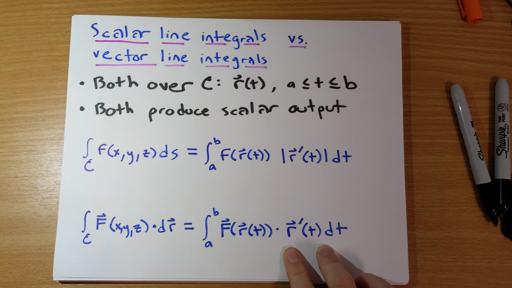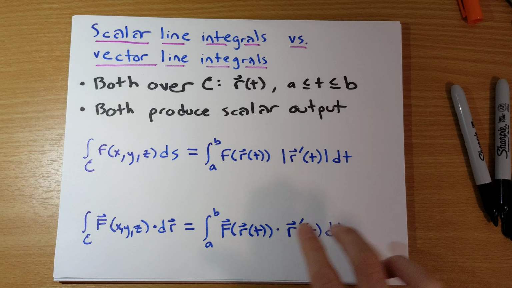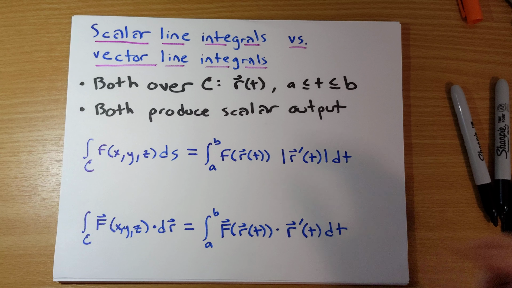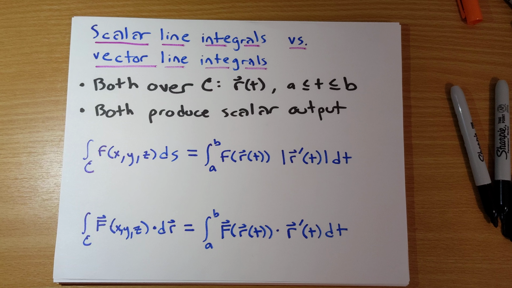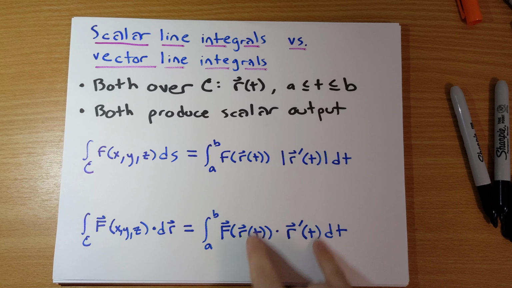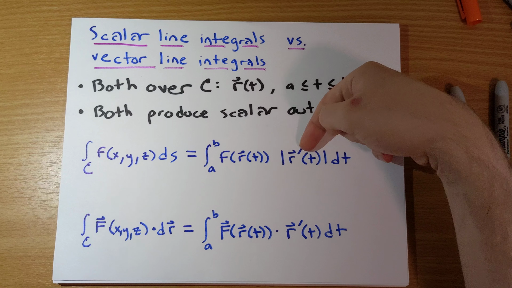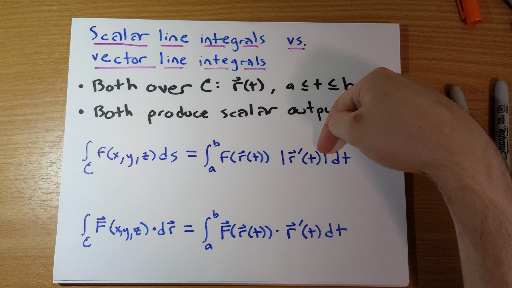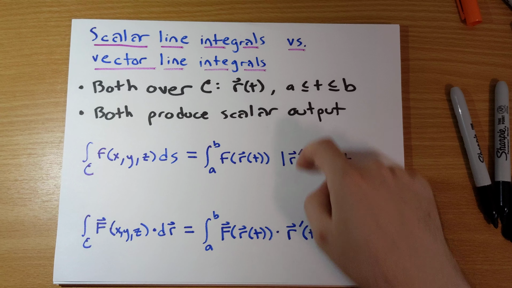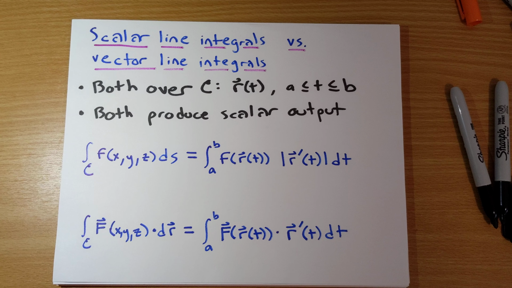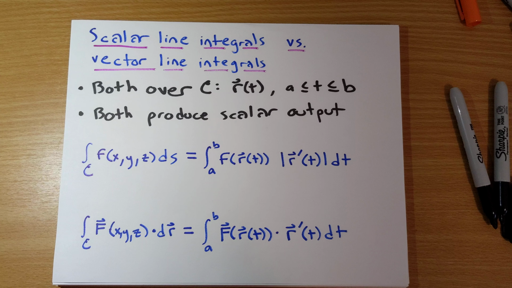And then down here, we need to multiply F of r of t by r prime of t, but those are both vector objects. So when we talk about multiplication, we need to be specific. What do we mean by multiply? We mean the dot product. These look similar, but in scalar ones we multiply by the magnitude of r prime of t, and down here we do a dot product with r prime of t. So make sure you get those two things straight. Honestly, the dot product is often easier computationally to work with.